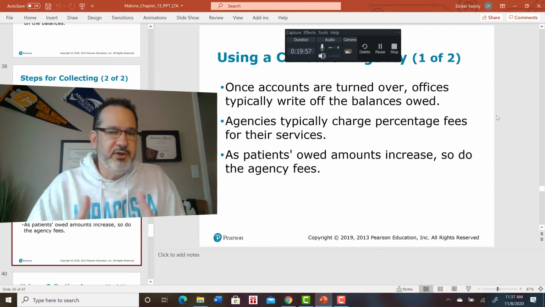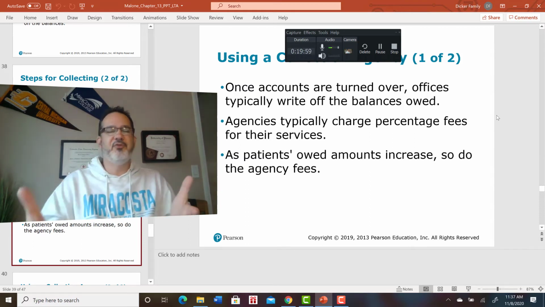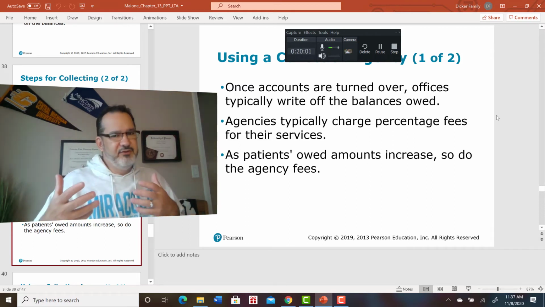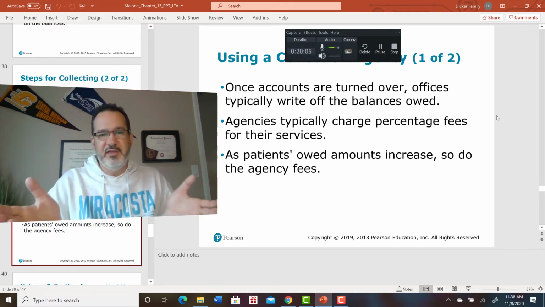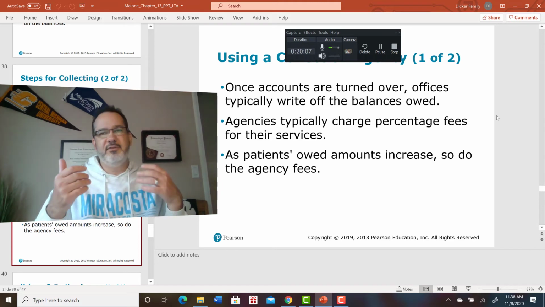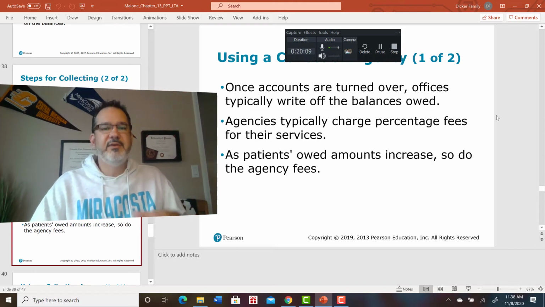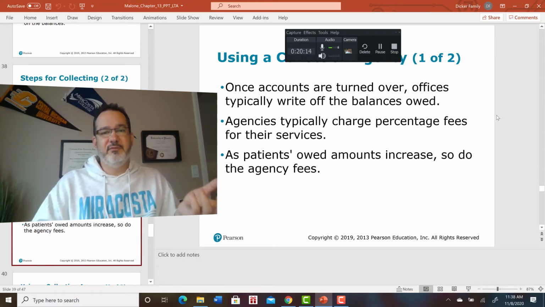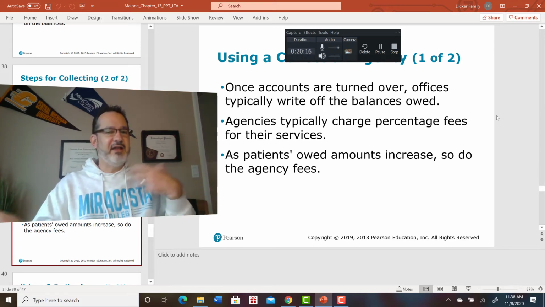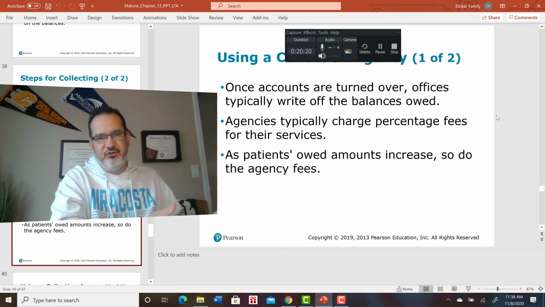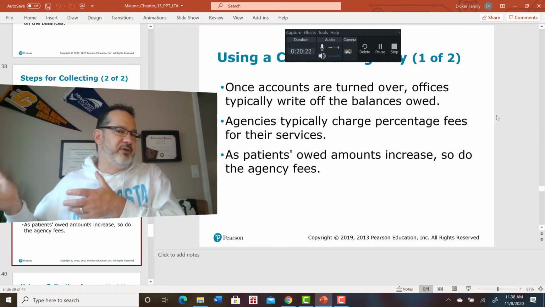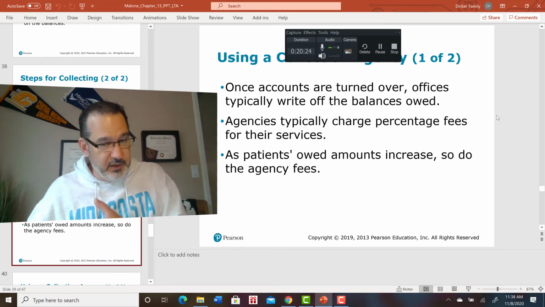Because typically when you use an outside agency, you're going to pay them a percentage of whatever is collectible. So for instance, if we were trying to collect $3,000 and using that collections agency, we have to pay them 10%, we would have to give them $300 from that $3,000. That's where we have to weigh. Is it worth using a collection agency, or is it better to just write off the loss?